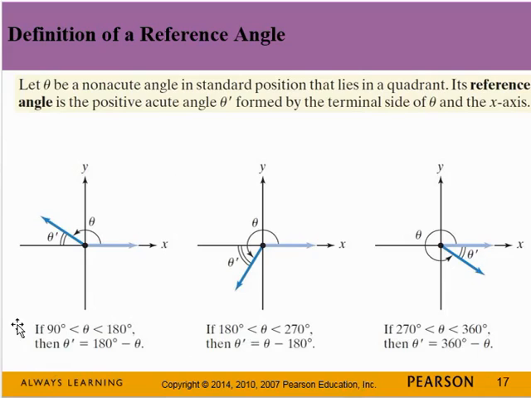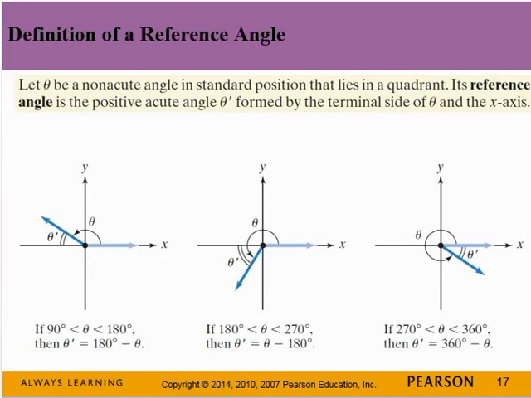If theta is between 90 and 180 degrees, then you find your reference angle by doing 180 minus theta. If your angle is between 180 and 270, you find your reference angle by doing theta minus 180. And if your angle is between 270 and 360, you would find your reference angle by doing 360 minus theta. There are instances where you would have a number less than or greater than these, and we'll talk about those when we get to it.